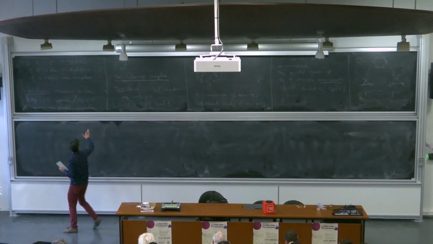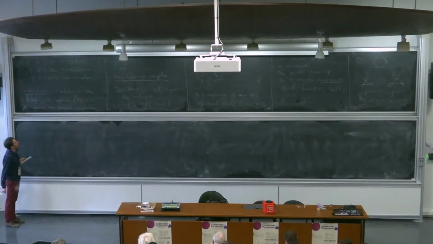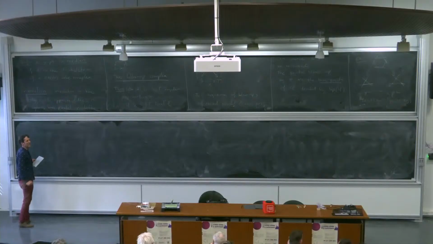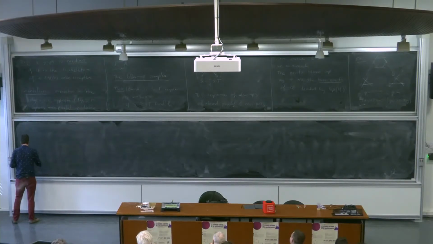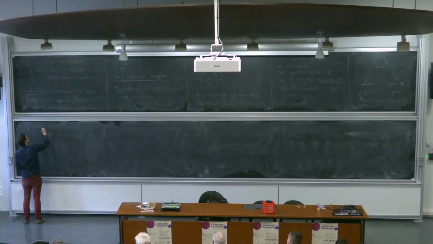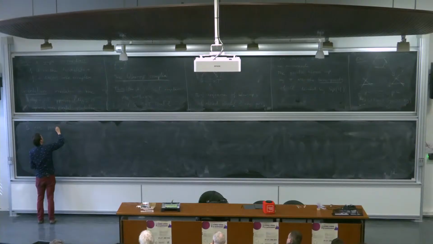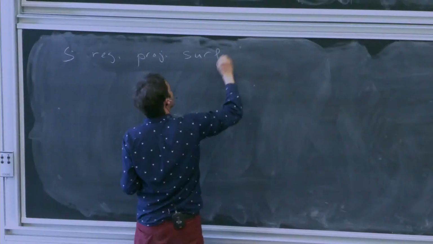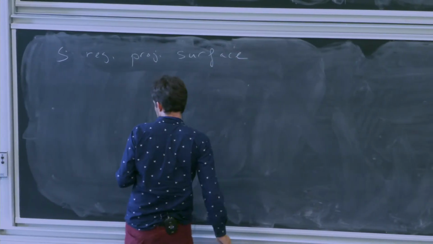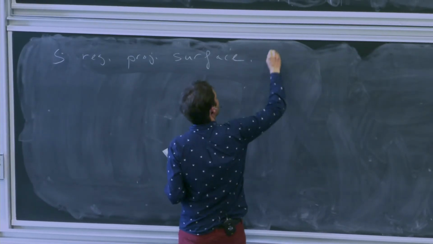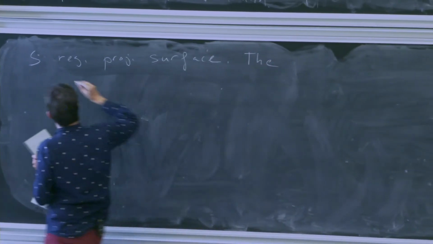In some ways, maybe that's all the algebraic geometry we will need in this course. We'll encounter some other things, but essentially from this we can now construct the whole blow-up complex. So, we start with S, a regular projective surface. Then the blow-up complex is the following cube complex.